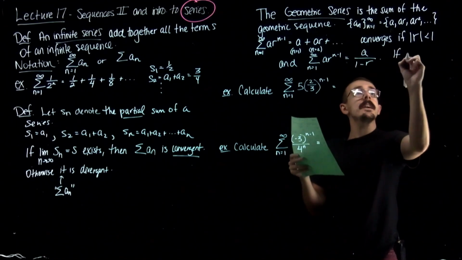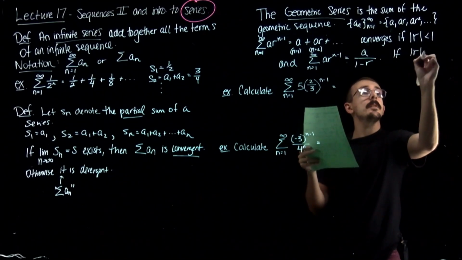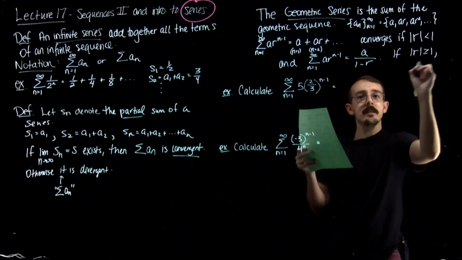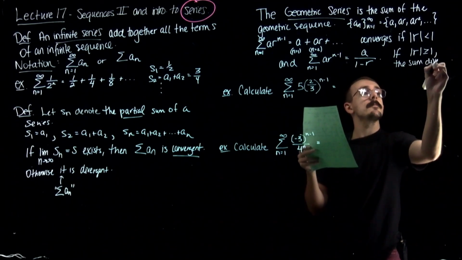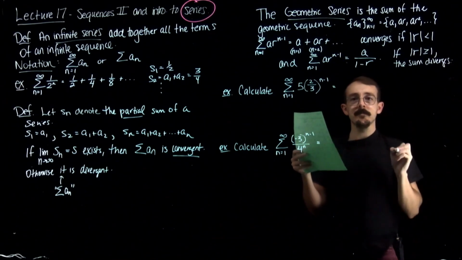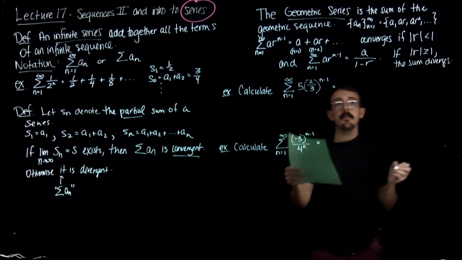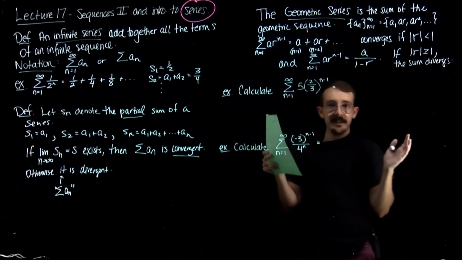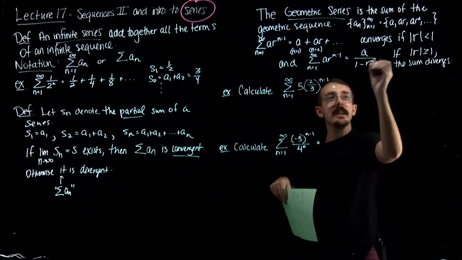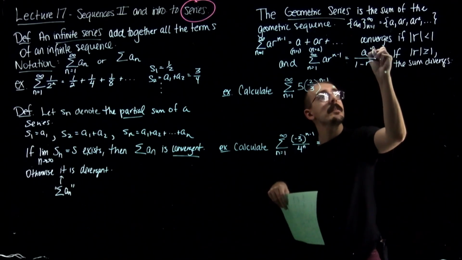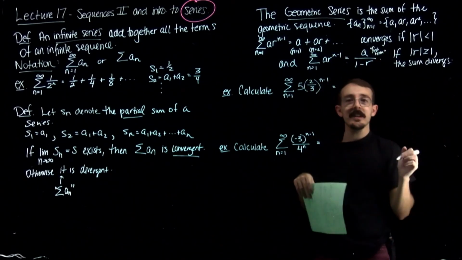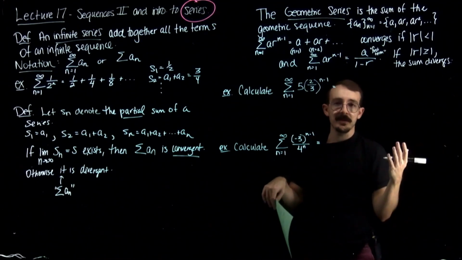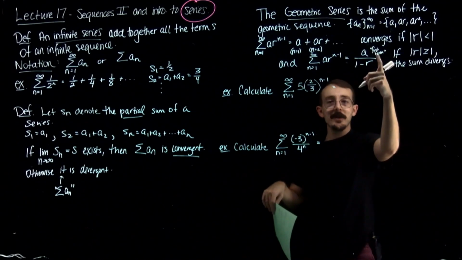And then I'm going to say if the absolute value of r is greater than or equal to 1, the sum diverges. OK, so one other thing I like to think about for this formula is instead of calling it a, I like to call it the first term. This helps alleviate a lot of the confusion I had when I was first learning this topic. So I'm going to show you what I mean by that.